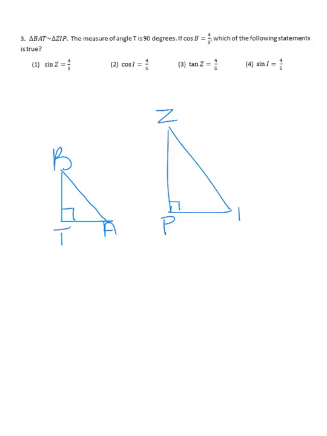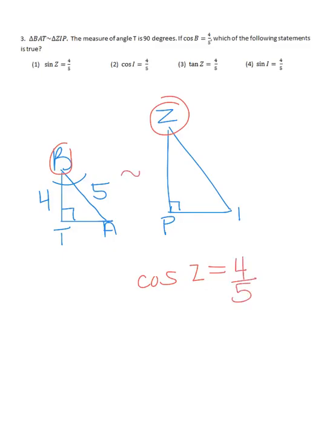And cosine of B, so that's this angle here, is adjacent 4 over the hypotenuse of 5. What I can tell you is this, and this is something that's new. So we're going to connect similar right triangles, or the idea of it, with trigonometry. And since B corresponds to Z, we can say that cosine of Z has the same ratio as 4/5 because they are similar.